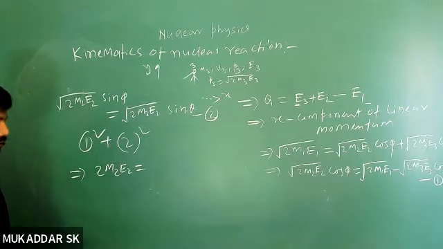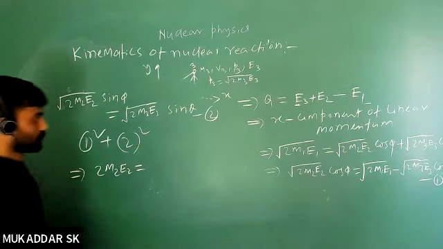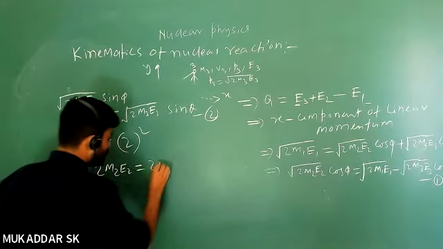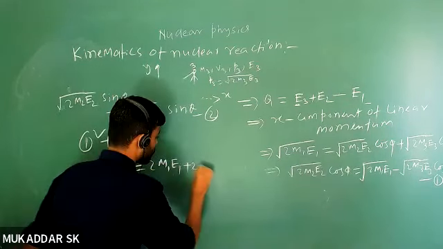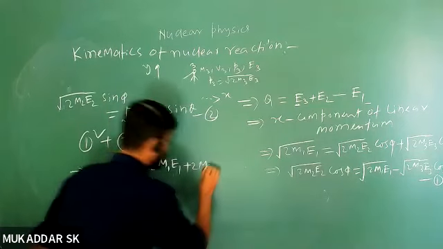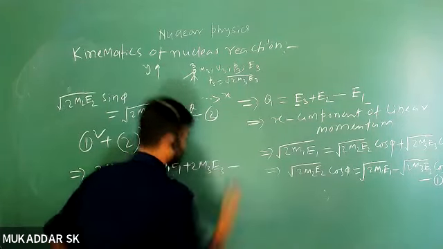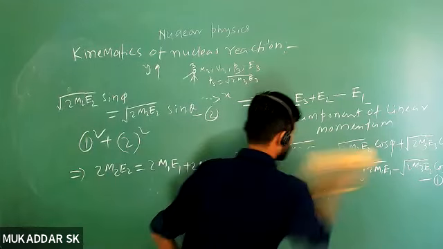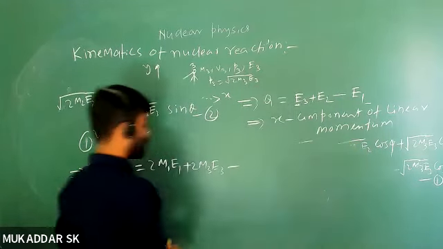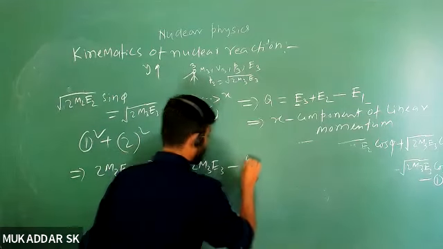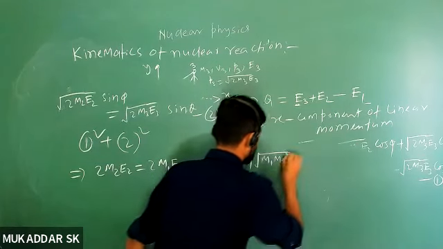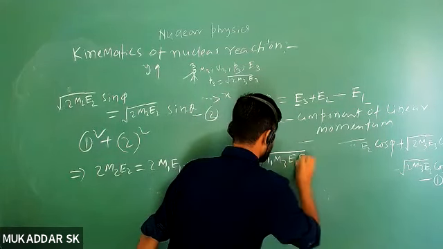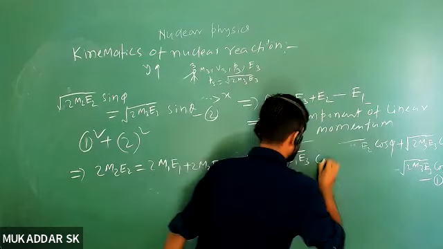Okay. What about the right hand side? You will get twice m1 e1 plus twice m3 e3, then minus how much? 4 m1 m3 e1 e3 cos theta.